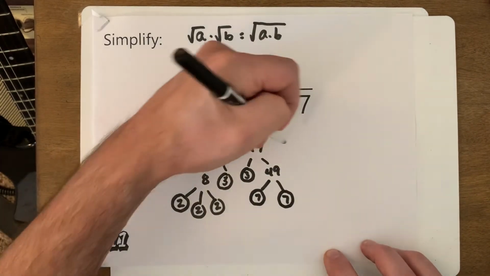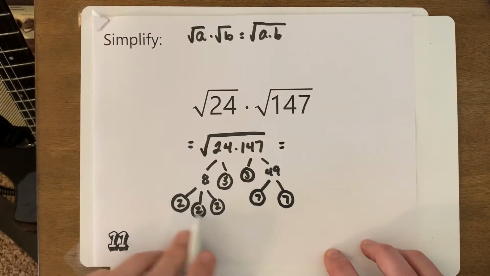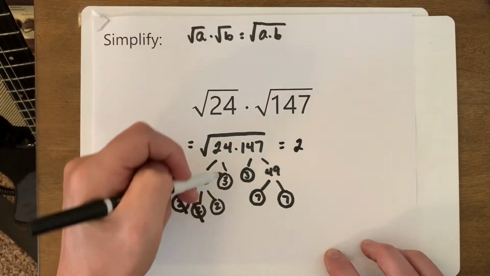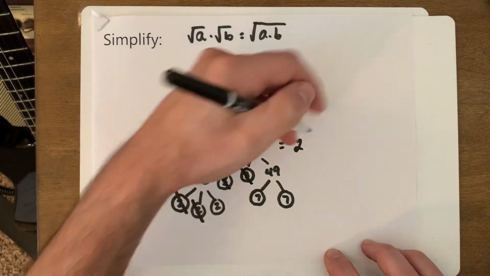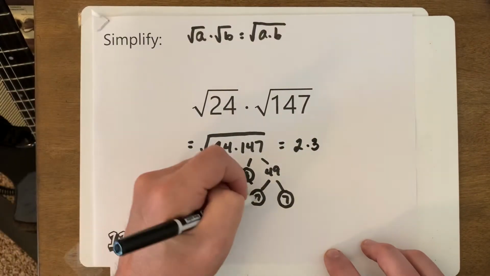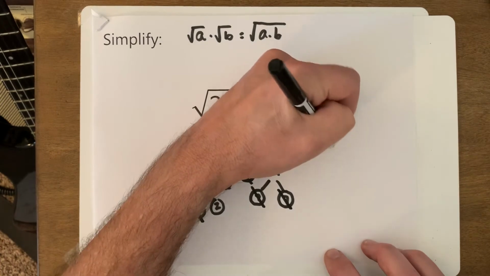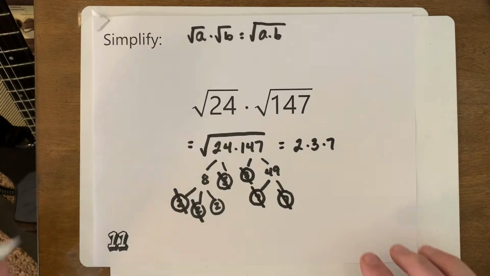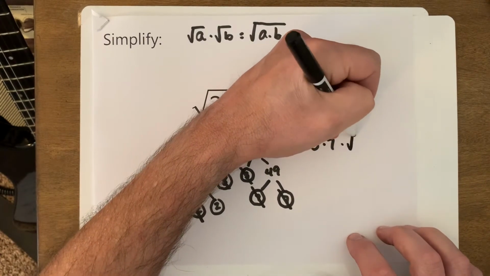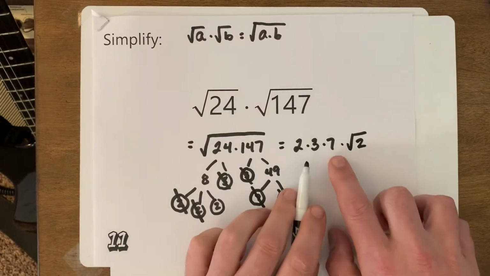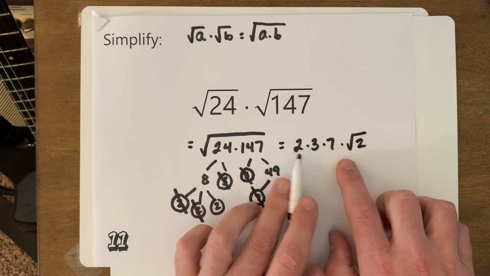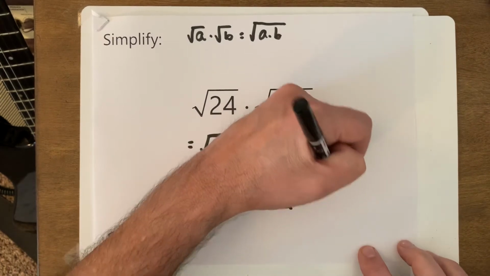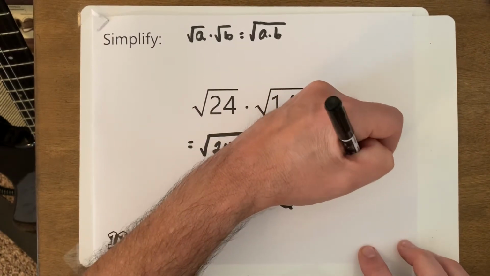Okay, so now here's what I've got. I've got pairs now I have to take out. I've got a pair of 2s. I have a pair of 3s. I have a pair of 7s. But I do not have an extra 2 right there, right? So that extra 2 has to stay under the square root. Now I'm going to take all of this and multiply it together. So 2 times 3 is 6. 7 times 6 is 42. So I have 42 square root of 2.